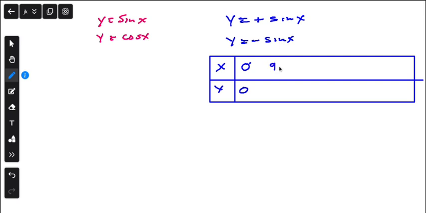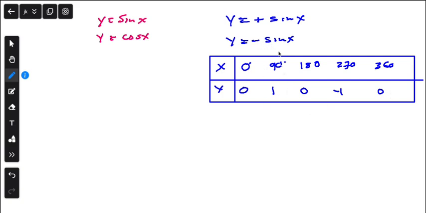The next one, if I put 90 degrees, what is going to be the value of y? It is going to be positive 1. If I put 180, the value is going to be 0. If I put 270, the value is going to be negative 1. If I put 360, the value is going to be 0. So as you can see, this is what I'm having.